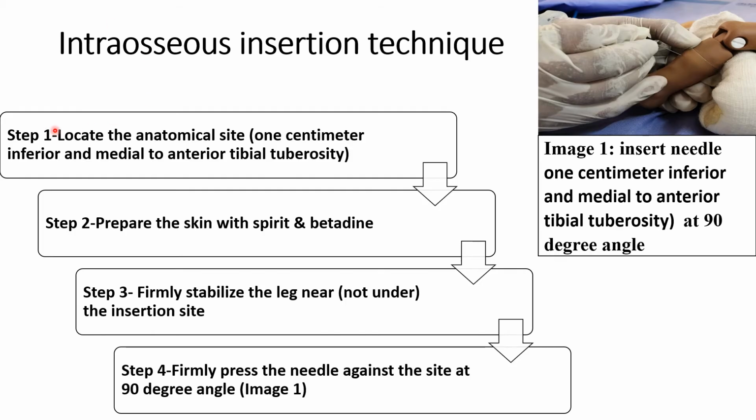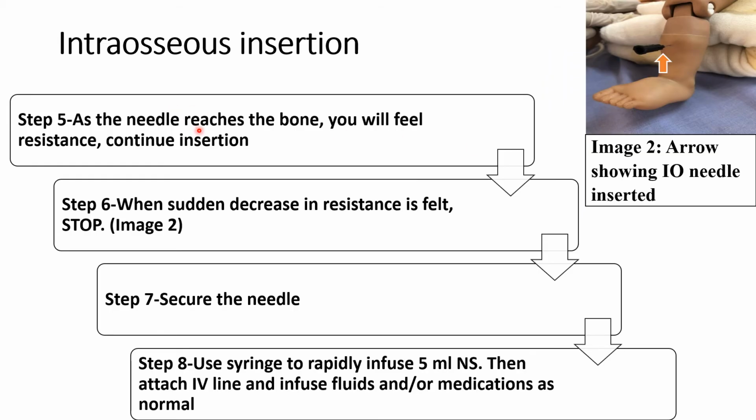So these are the 8 steps of IO insertion. First, localize the site, then prepare the skin with the betadine spray, then firmly stabilize the leg, then firmly place the needle against the site. In this image you can see at the 90-degree angle. Then once the needle reaches the bone, you will feel the resistance. Continuously you have to insert. When you have the sudden decrease in resistance feeling, at that point you have to stop. Then secure the needle and then use the syringe to rapidly infuse 5 ml normal saline. Then attach the IV line, then give the fluid and medication.